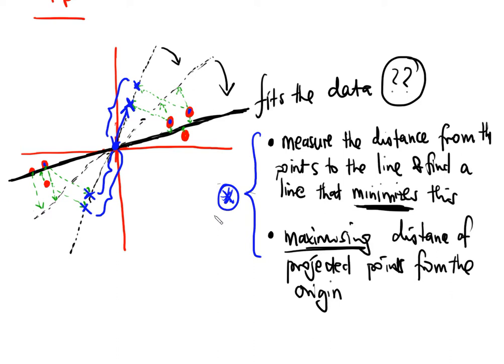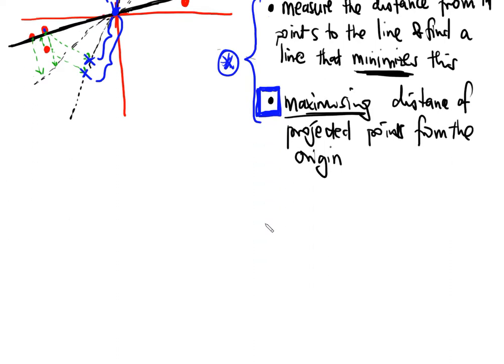The reason I have to convince you they are the same is because PCA prefers to do it this way, maximizing the distance of projected points from the origin. It is much easier to do it this way than the other one. The first one intuitively makes sense, but for PCA, it's easier to actually use the second method. But first, let's convince each other that those two are the same.